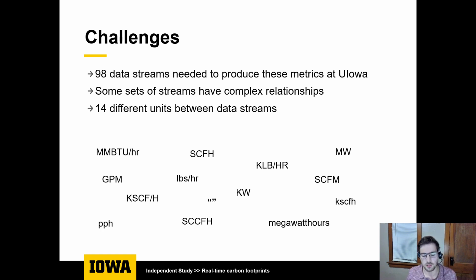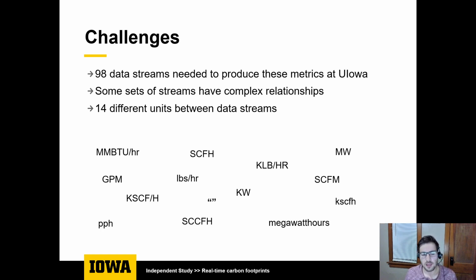And then, of course, just another general problem of working with all these different data streams is there's 14 different units between these 98 data streams. So MMBTUs, pounds, kilowatts, megawatts, gallons per minute, megawatt hours, right? So there's all these different units. Here's my favorite one, the empty string, right? We have a few data streams that don't have a unit recorded on them, so we have to backtrack and figure out what the unit is.